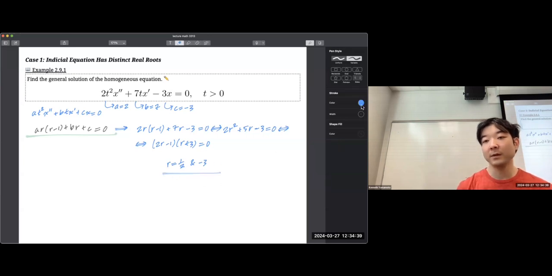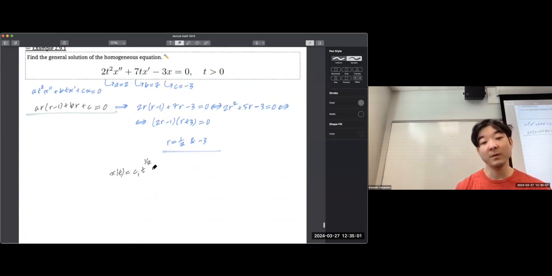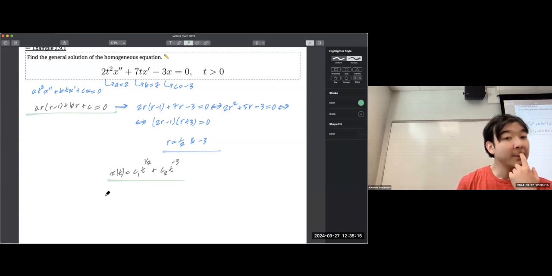Two distinct real roots. Your solution will end up being, one of them is C1 t to the 1/2. It's not e to the half t. It's t to the 1/2 because our solution form looks like this now. It looks like t to the r. So that means that one of them will be this, and the other one will be C2 t to the -3. I'm so used to writing e to the -3. Okay, because our solution form is now different. Yes. Because the C1 and C2 are arbitrary, you have to write C1 and C2.